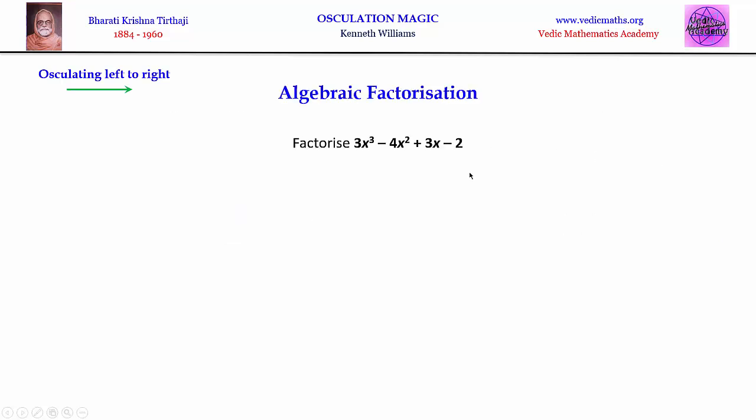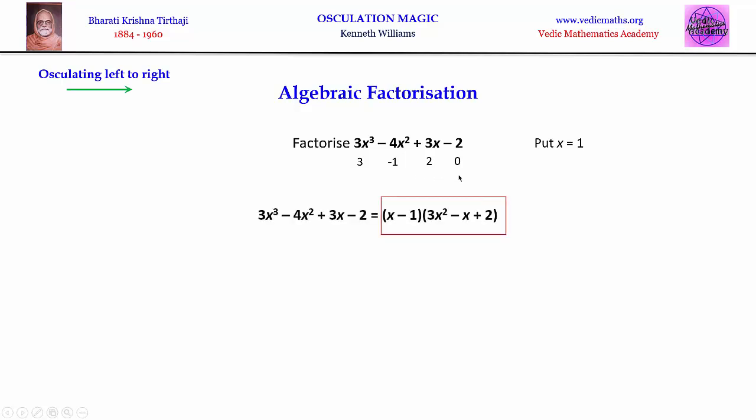One last example, factorising this cubic. Looking for a factor of the last term there, we could try x equals 1. So I'm going to osculate with 1, see if I get a 0. Start with the 3. 1 times 3 is 3, minus 4 is minus 1. 1 times minus 1 is minus 1, plus 3 is 2. 1 times 2 is 2, minus 2 is 0. So this shows x minus 1 is a factor of that cubic, but also gives the coefficients of the quadratic quotient. So this is the factorization of that cubic.